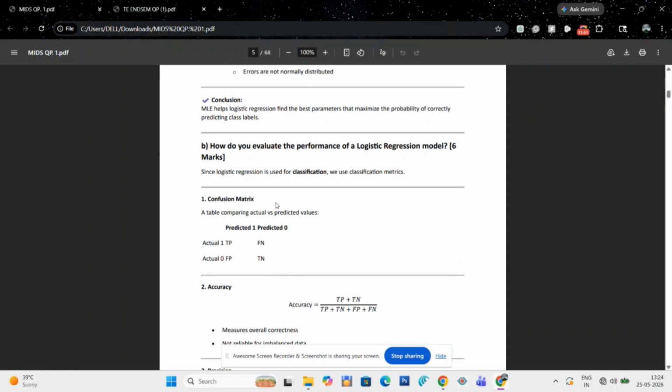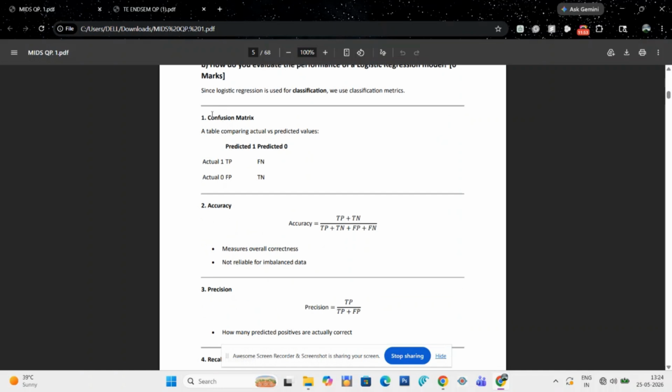In the classification metrics, first is the confusion matrix. What is it? It is a table comparing actual versus predicted values, in which we get predicted 1, predicted 0, and actual 1, actual 0. According to that we get 4 values: first is true positive, second is false negative, next is false positive, and last is true negative. Okay, so next is accuracy.